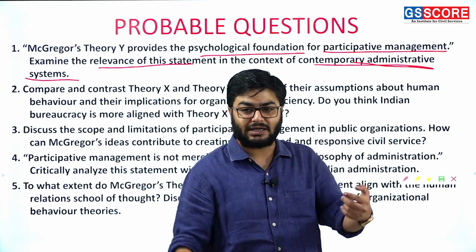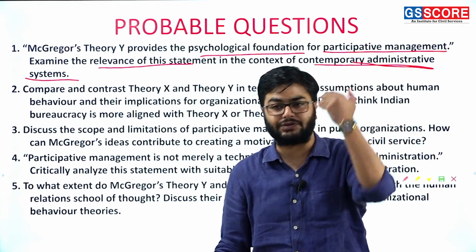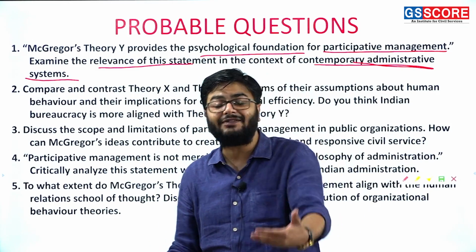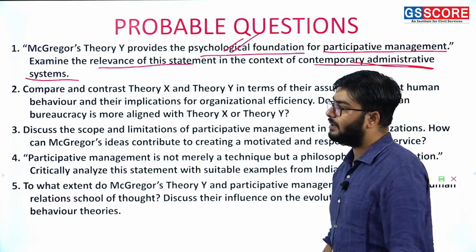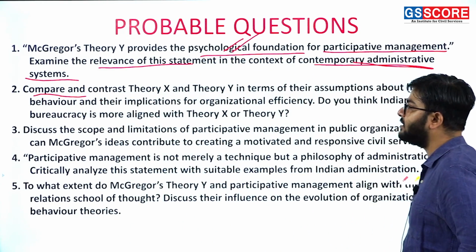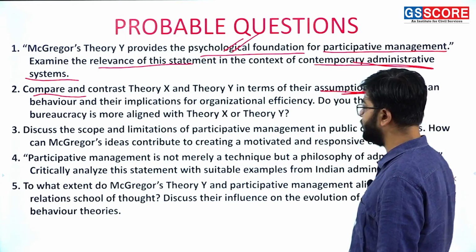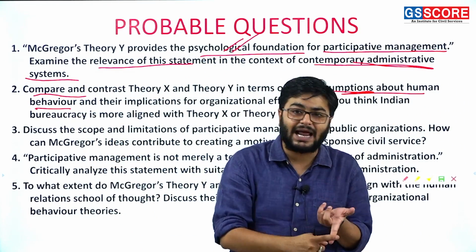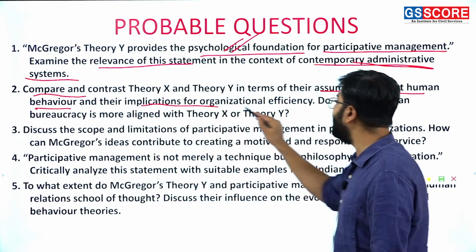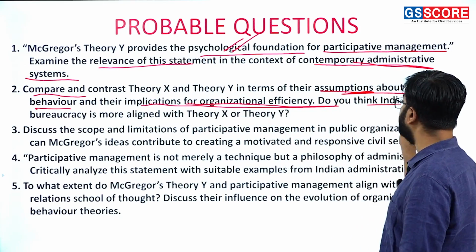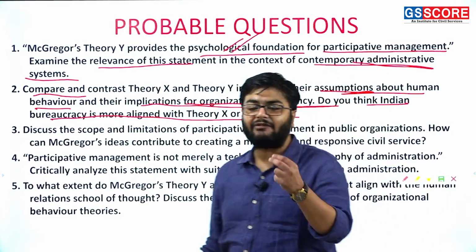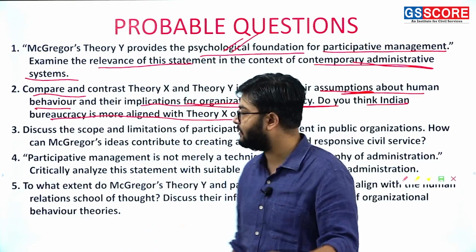So you will have to apply that how it laid the basics of a decentralized, democratic, empowered, bottom-up, creative, innovative, self-driven system, right? The next one is a bit theoretical. Compare and contrast theory X and Y in terms of their assumptions about human behavior, like people dislike work for X and people want to work for Y, okay, and their implications for organizational efficiency. Do you think that the Indian bureaucracy is more aligned with theory X or Y? So it is again, the second half of the question is application orientation.